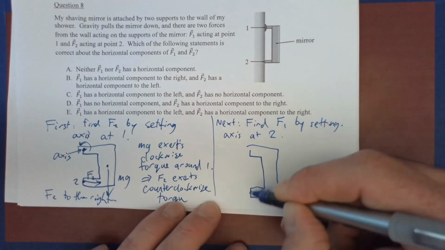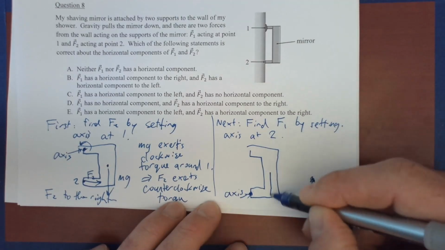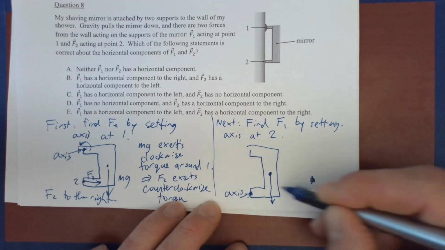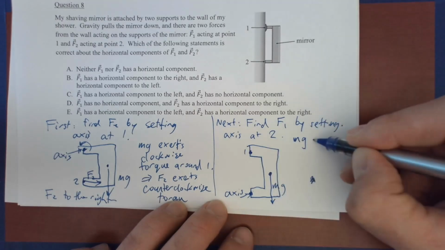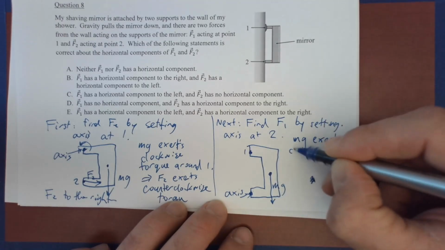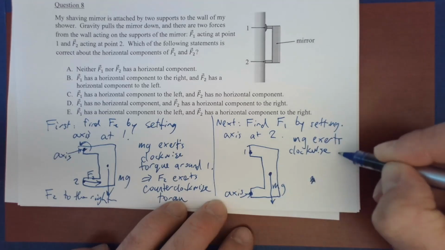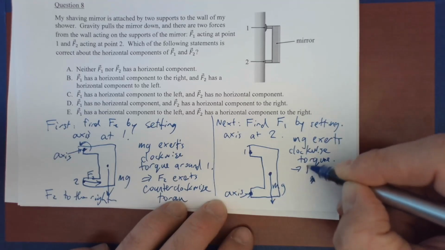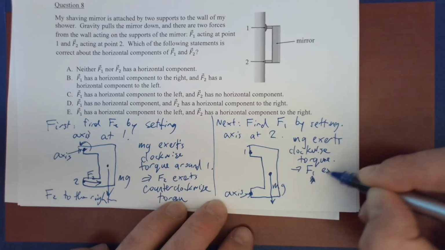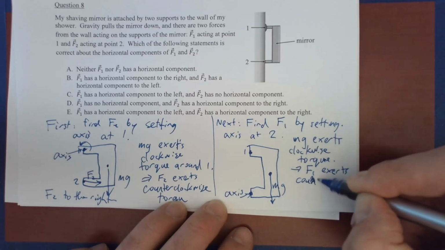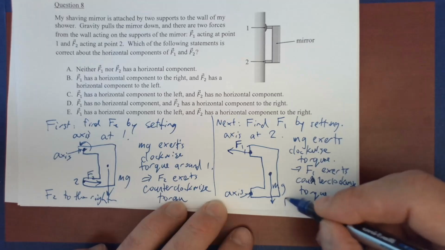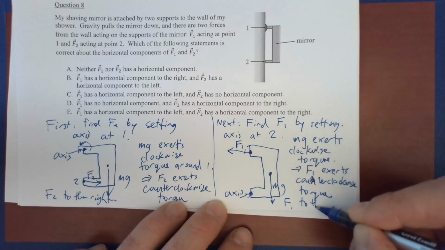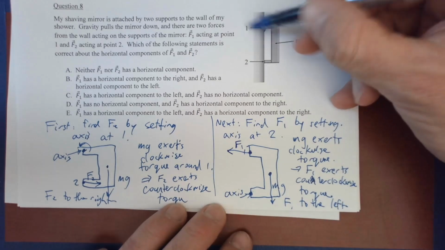And then next, find F1 by setting the axis at F2. So same thing, here's your axis, here's your mg, which pulls at the center of mass here, and here's your F1. mg exerts a clockwise torque. We need the sum of the torques to be 0, so therefore F1 exerts a counterclockwise torque. It has to twist it the other way, so this is going to have to be towards the left. F1 to the left.